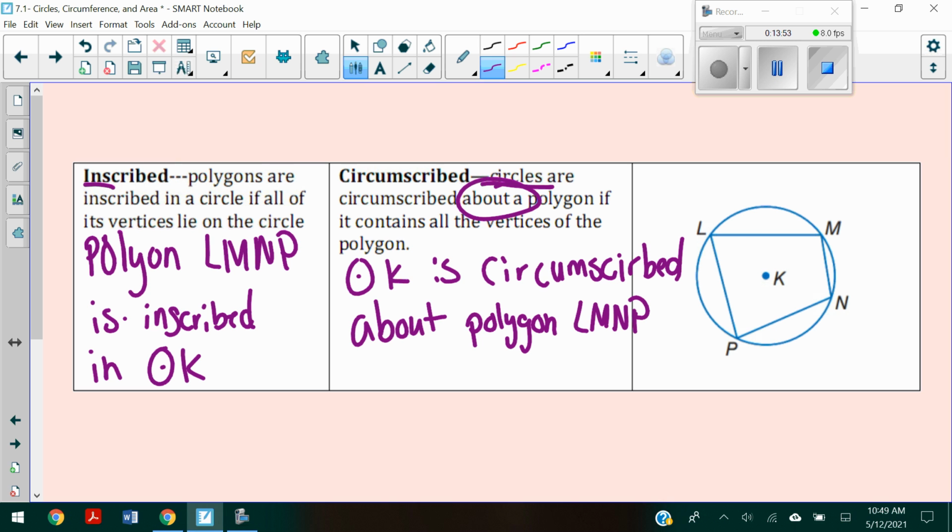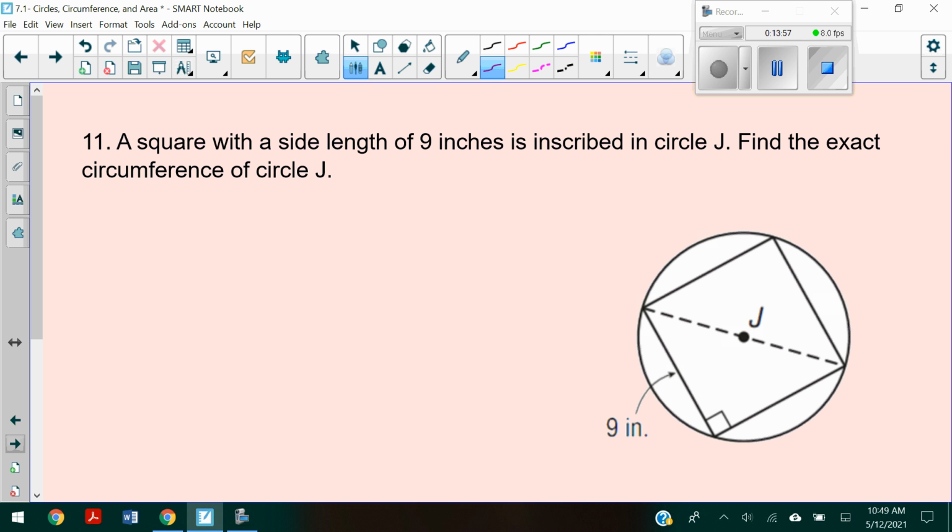So let's go ahead and look here at the next problem. It says a square with a side length of 9 inches is inscribed in circle J. So the square is inside the circle. Find the exact circumference of circle J. So to get a circumference, we need the diameter or the radius. But here we are only given this square side length. So then that means that this is also 9.